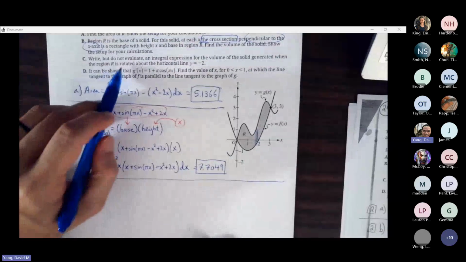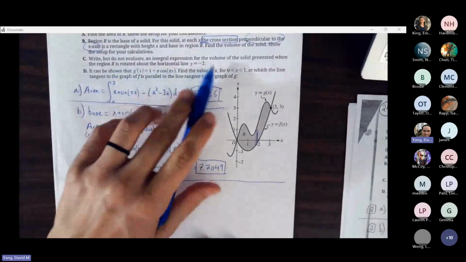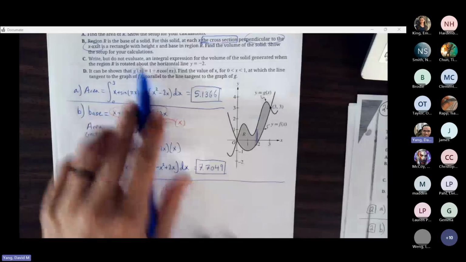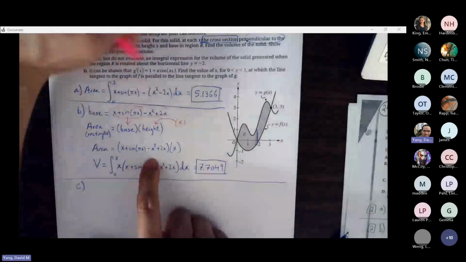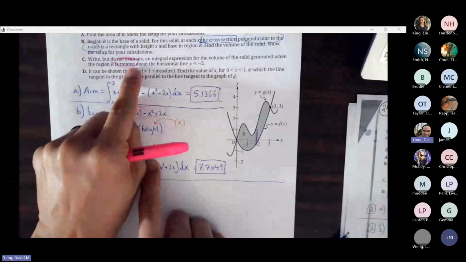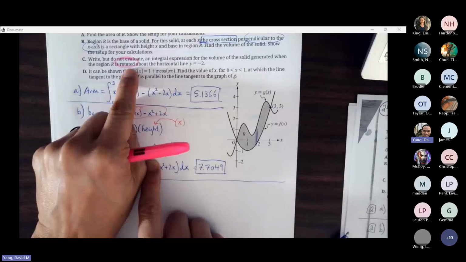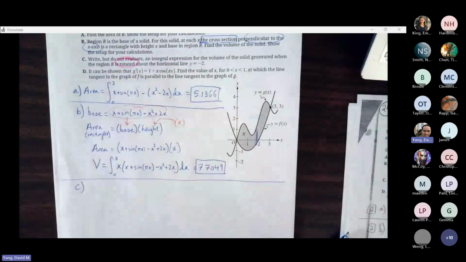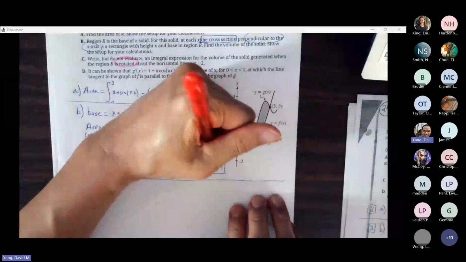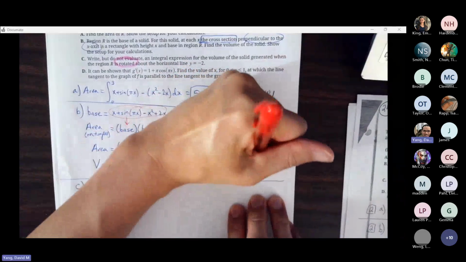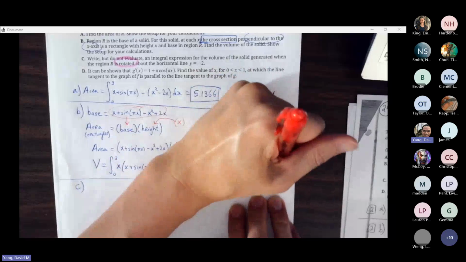Part C, write but do not evaluate an integral expression for the volume of the solid generated when the region is rotated. So you see the word rotation, revolving, you know it has to be either disk or washer method, right? So we're rotating about the horizontal line y equals -2. So I'm just going to use the diagram and draw it in for part C here. So here's my horizontal line that I'm rotating around.